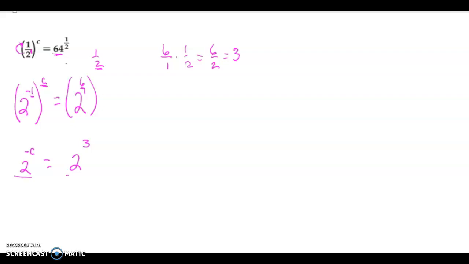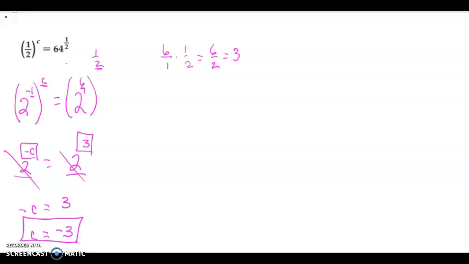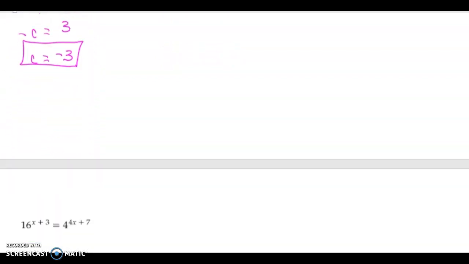If my bases are equal, then my powers are equal. I literally can just drop the base out of the problem and set negative c equal to 3, divide by negative 1, c equals negative 3. If I plug negative 3 back into the original problem, it will work. In other words, the left side will equal the right side, and we should be doing that, but I'm saving us a little bit of time.